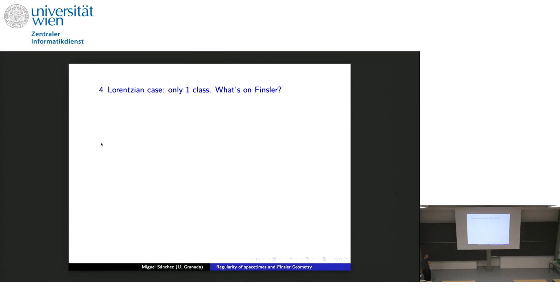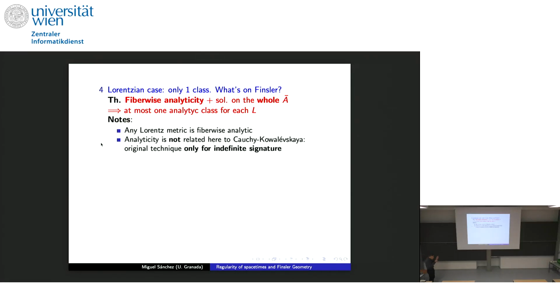However, in the Lorentzian case, one has only one class of solutions. What happens in the Finslerian case? Well, in the Finslerian case, if we consider fiber-wise analyticity, that is, at each tangent space the norm is analytic outside the zero direction, that is, the indicatrix is analytic, and we assume that the solutions are defined on the whole causal cone, then we will have only one analytic class. Of course, any smooth Lorentz metric is fiber-wise analytic because the scalar products are always analytic.